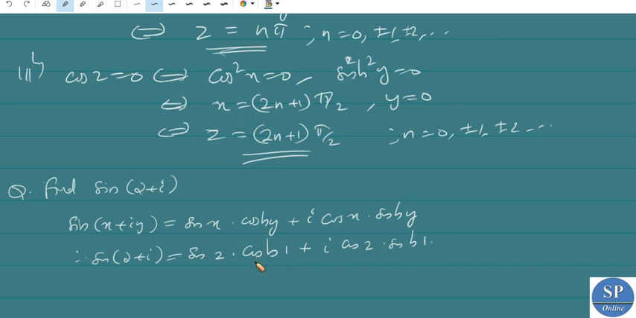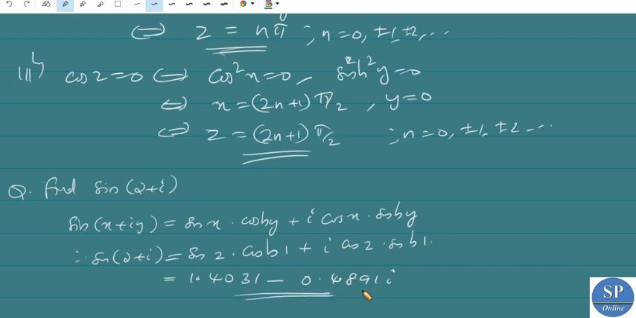Cosh 1 is actually e power 1 plus e power minus 1 divided by 2, and sinh 1 is e power 1 minus e power minus 1 divided by 2. Finding these values by using a calculator, we will get 1.4031 minus 0.4891 i.